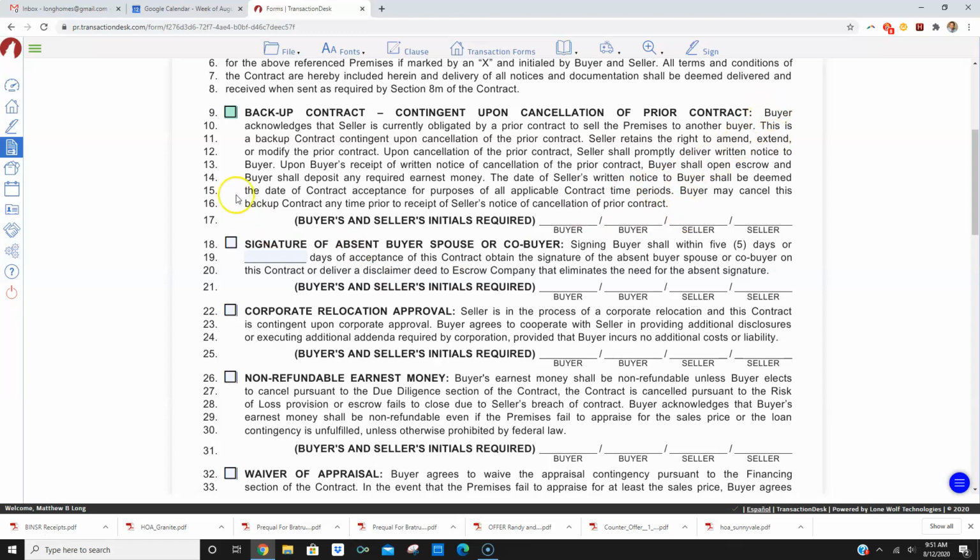But at any rate, I'm sure that covers more than most of us would be thinking about in terms of covering our clients if they want to be a backup. So if it's a backup, you check mark here, your buyer initials there, you send it over. Now the seller can accept, everything they initial here, and everyone knows it's a backup.